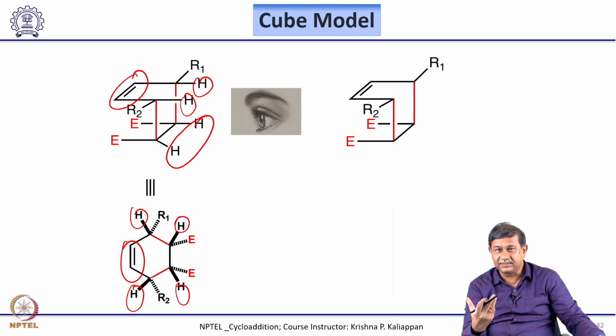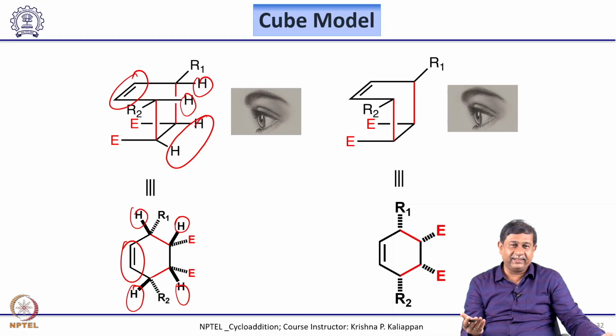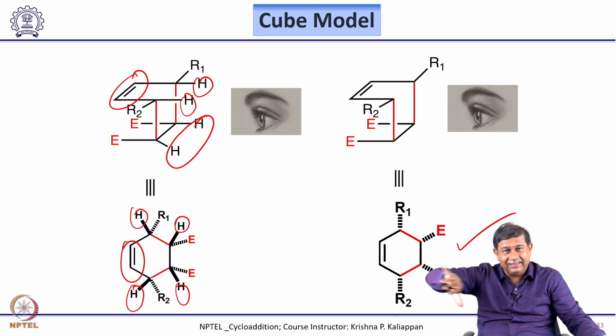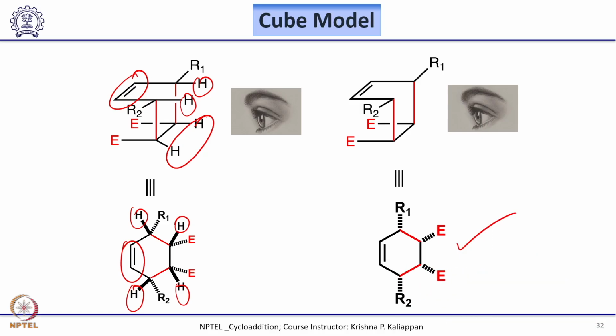So this cube model is very easy for understanding how you can write the endo and exo product, okay. And you can also remove the hydrogen, you do not need hydrogen, okay. You need not write the hydrogen to show that there is hydrogen. So if you do that, this is how your endo product will be, okay.